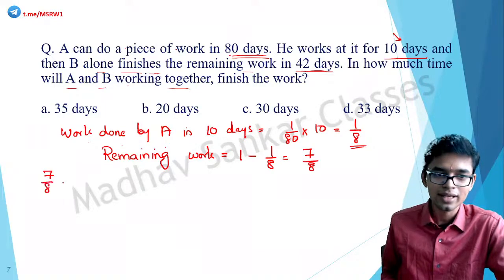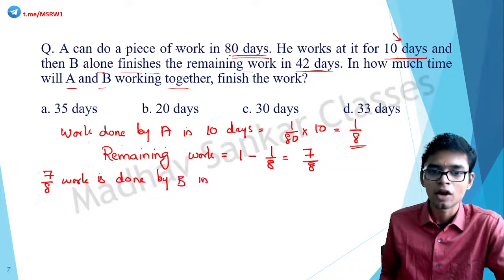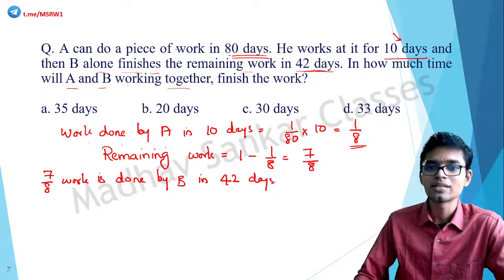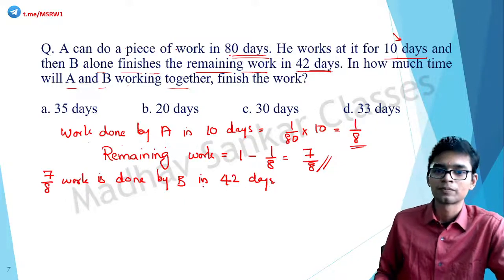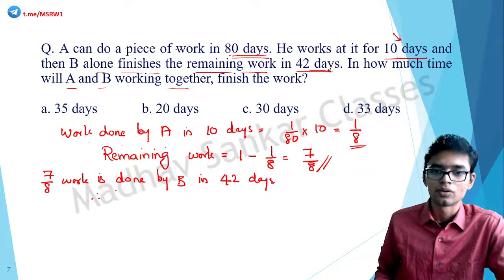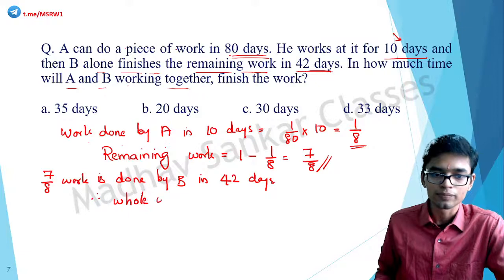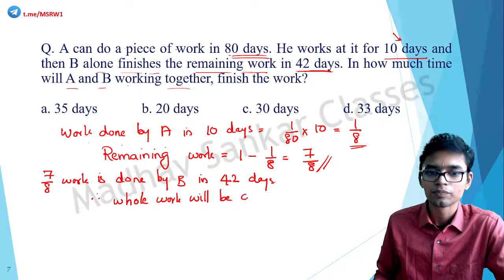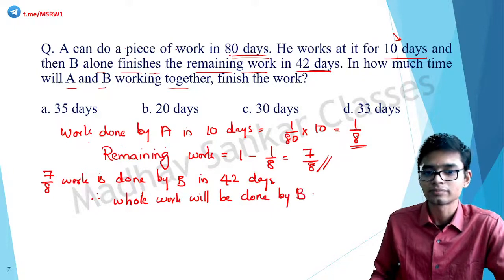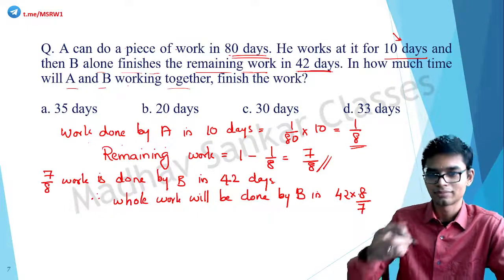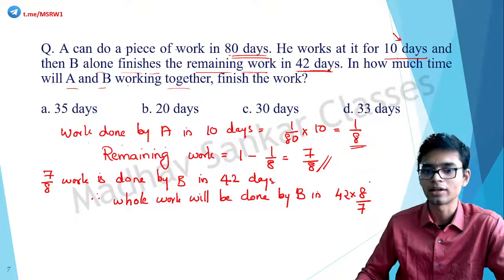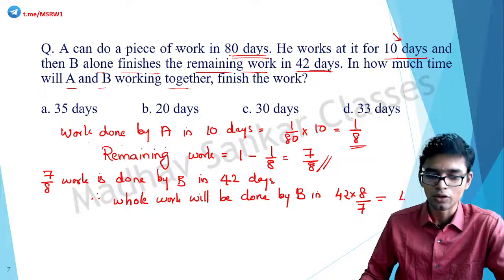And this 7 by 8 work is done by B in how many days? 42 days. The question says that B alone finishes the remaining work in 42 days. So this is the remaining work, 7 by 8, and this work has been done by B in 42 days. Got it? Therefore, the whole work will be done by B in how many days? It is 42 into 8 by 7. Instead of 7 by 8, multiply by the reciprocal. So 42 into 8 by 7, and this is equal to 48 days.